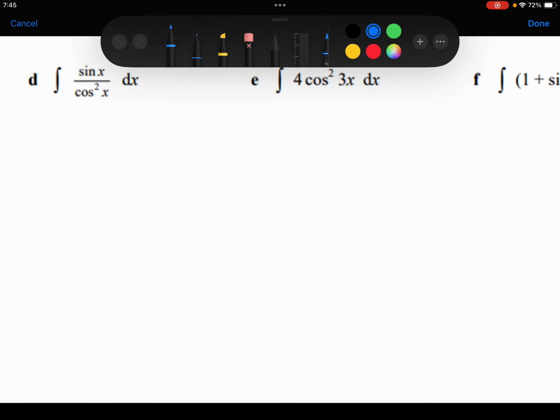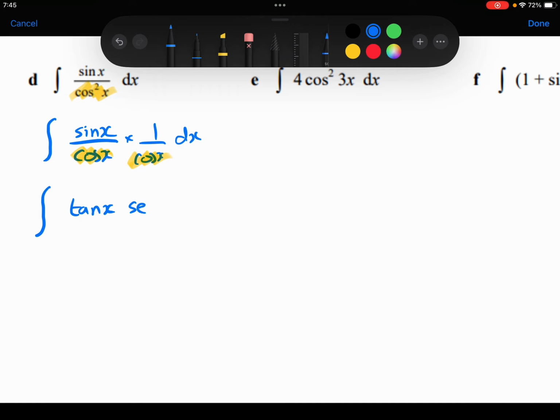I'm going to split this denominator up to be cos times cos. So I'll get sine over cos times 1 over cos. Like I say, just splitting this cos squared up into a cos times a cos, which is useful because I can now turn the sine over cos to be tan, and the 1 over cos, I can turn that to be sec.